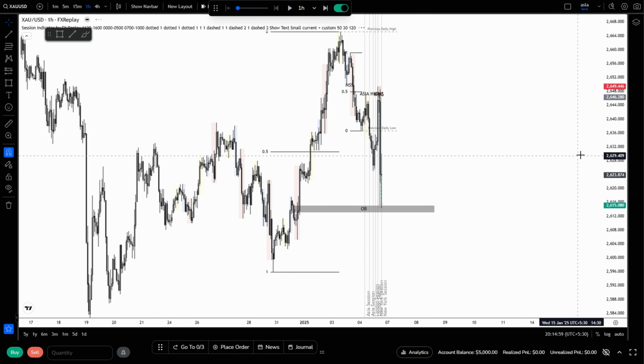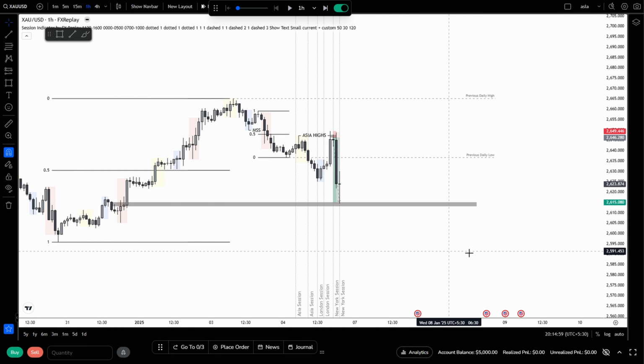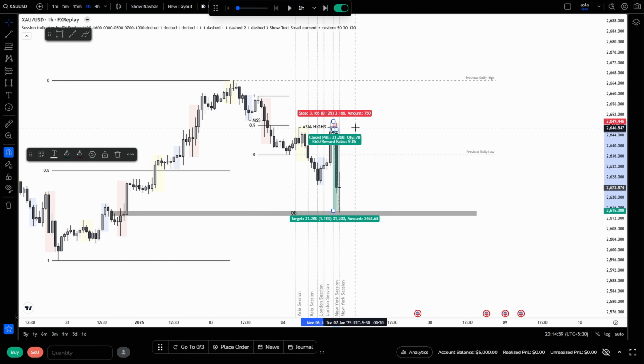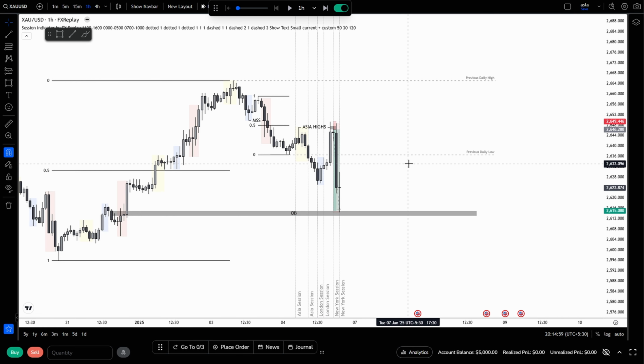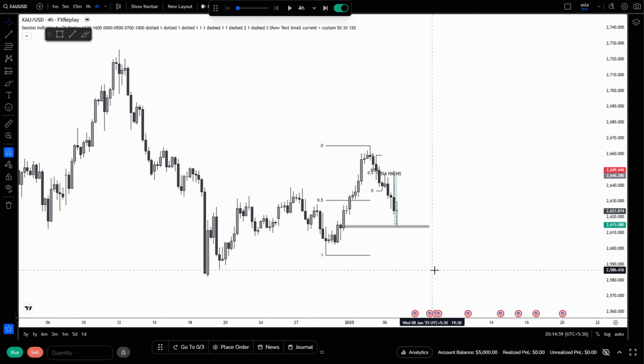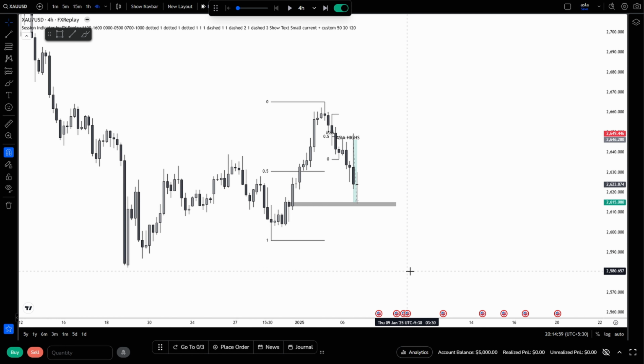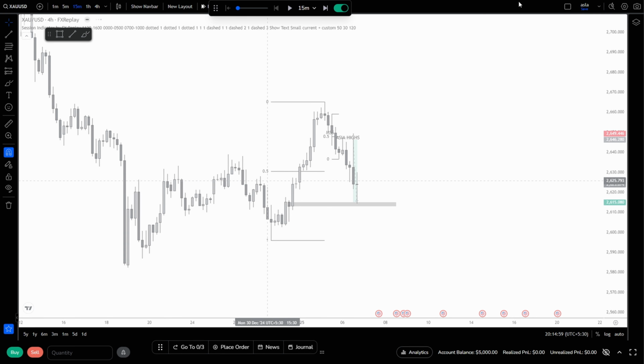The move is clean, efficient, and delivers a large reward, which is a result of aligning session liquidity, market structure, directional bias, and draw on liquidity into one complete framework. After that, as we discussed earlier about using London session highs and lows during the New York session, we can see the same concept playing out here.